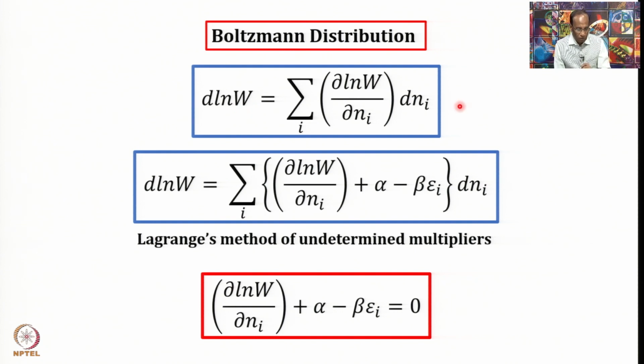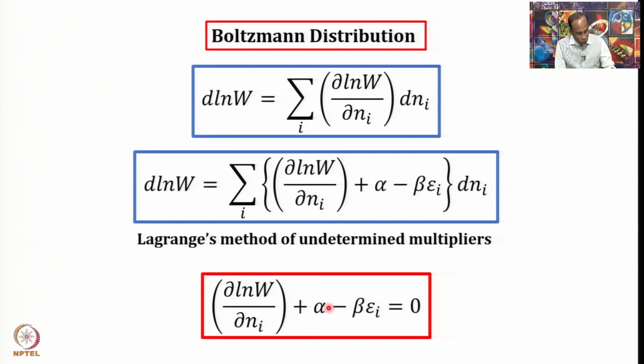And if I set this equal to 0, that means can I treat either the first bracketed term equal to 0 and dni equal to 0? No, because they are not independent of each other. And then we brought in a very important method of undetermined multipliers. This is called Lagrange's method of undetermined multipliers.